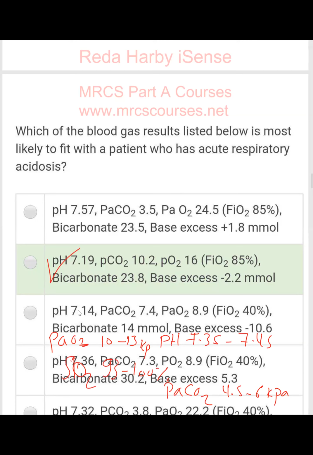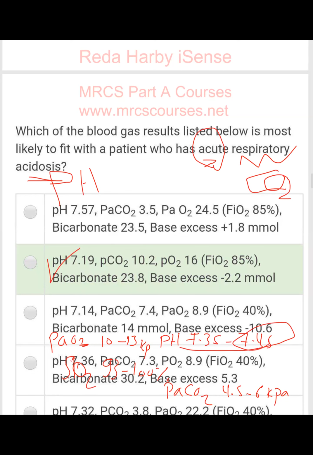Okay, here you have to exclude the wrong answers. This is acute, so no compensation. And this is respiratory, so the CO2, the gas respiration, so the gas is the cause. Acidosis, the pH is above this range. So this one is wrong.